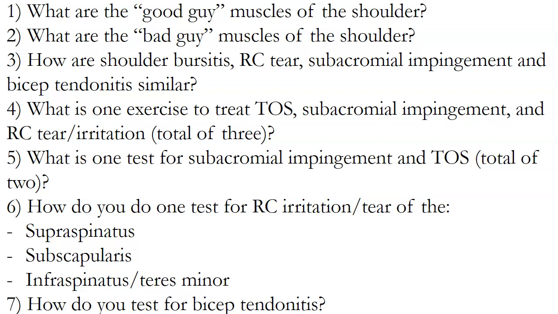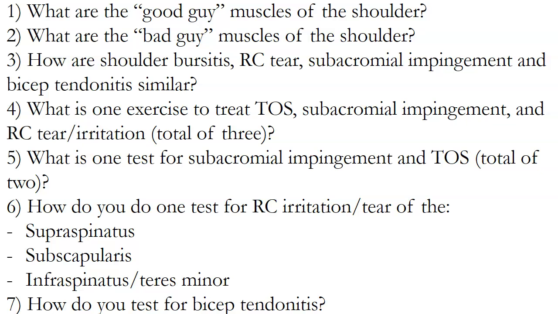What is one exercise to treat TOS, subacromial impingement, and rotator cuff tear? TOS, a good one would be, let's say, diaphragmatic breathing, to reduce the load in the scalenes. Subacromial impingement, I would say shoulder extension, open up the space. And rotator cuff tear irritation, I would say scapular retraction, to open up the space.